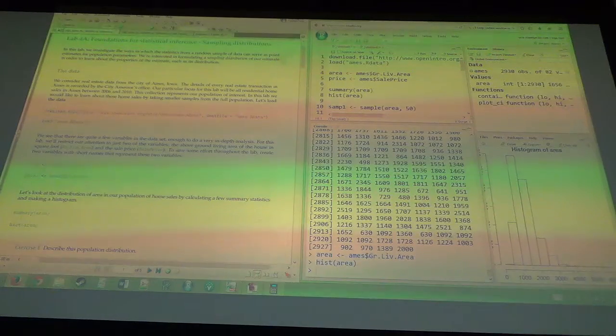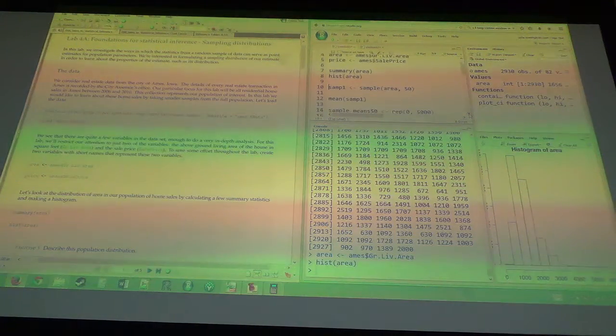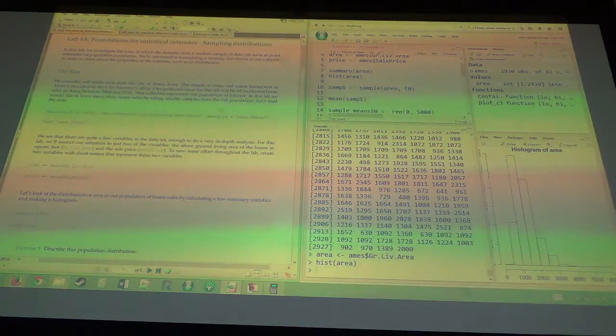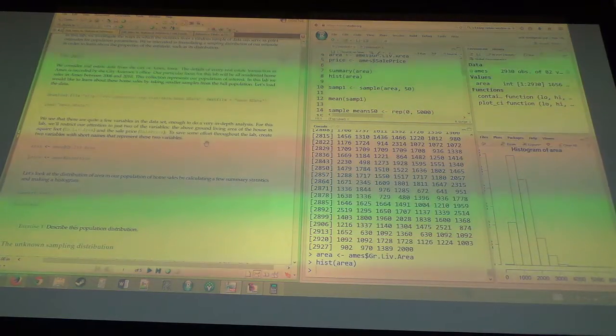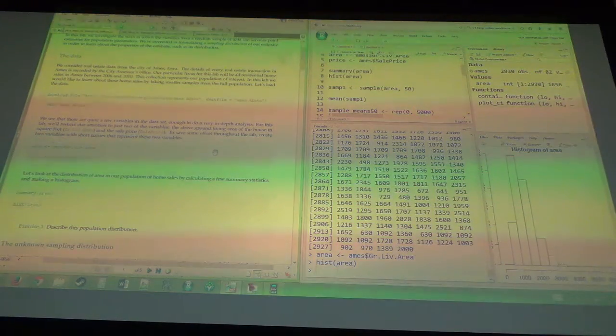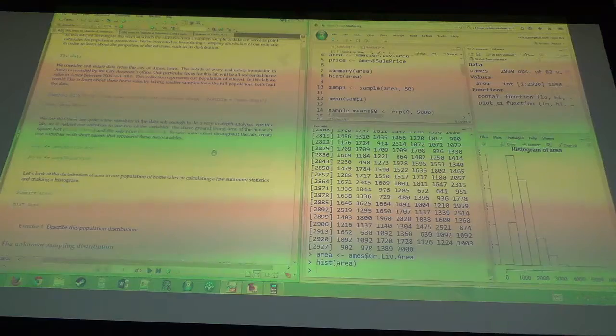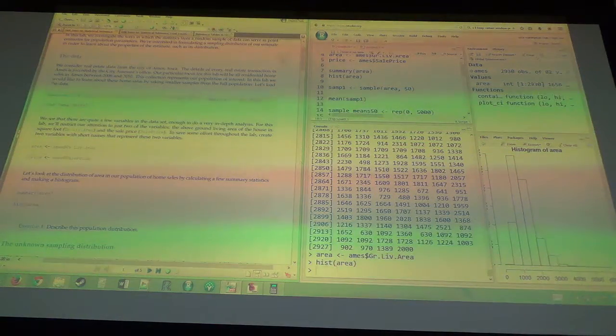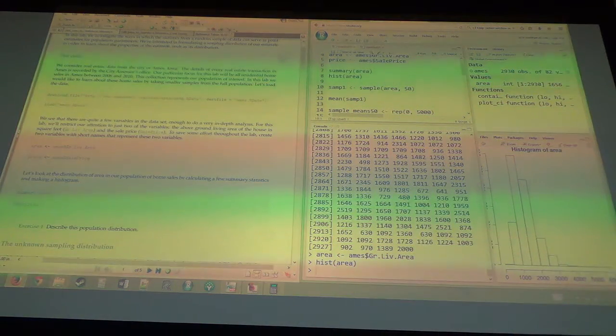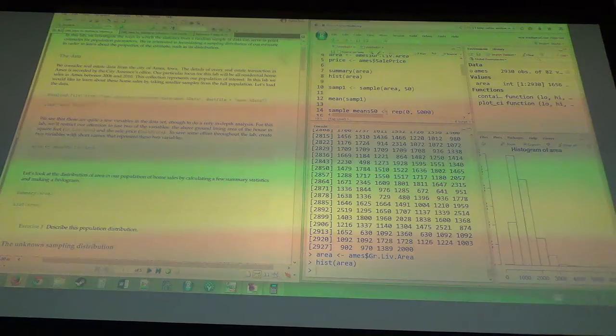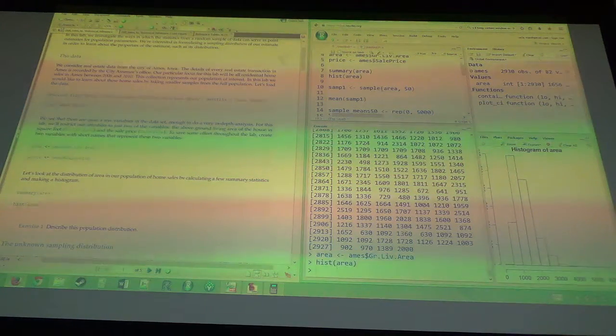All right, and so what this lab is doing is it's going to create sampling distributions. What I did last week to demonstrate how we build up sampling distributions, you are going to do this week. We can see our population is right skewed, but what we're going to do is take samples of size 50.